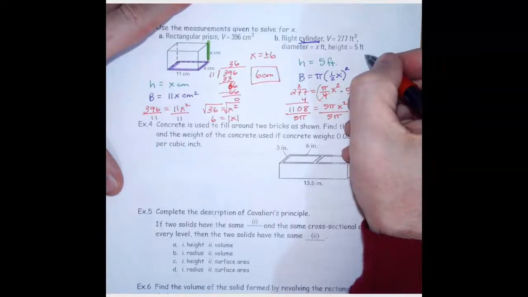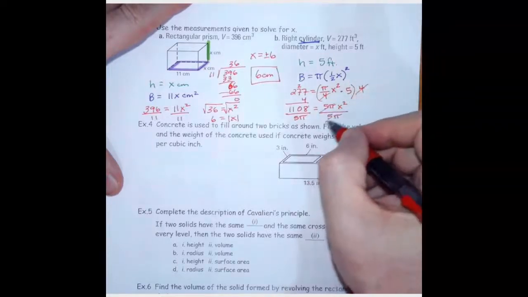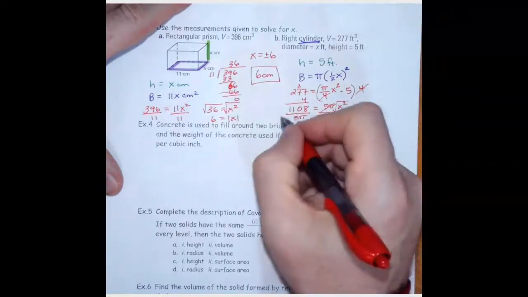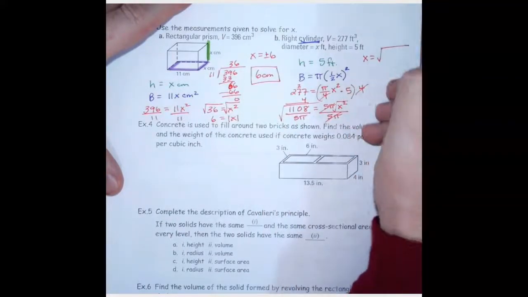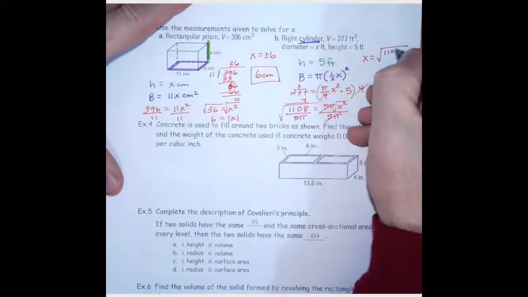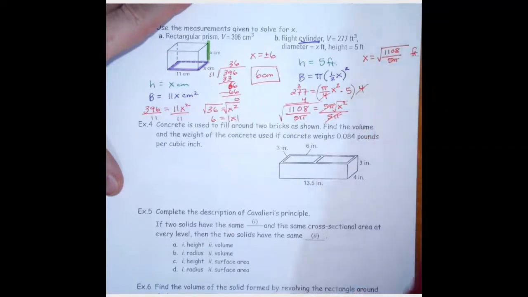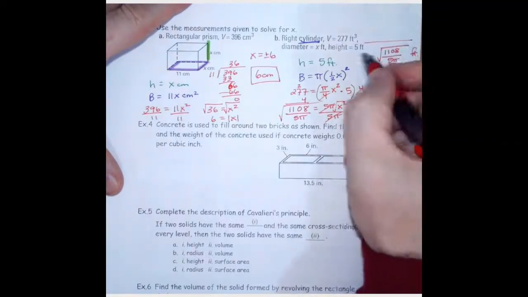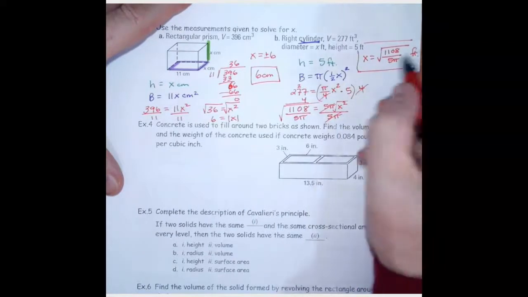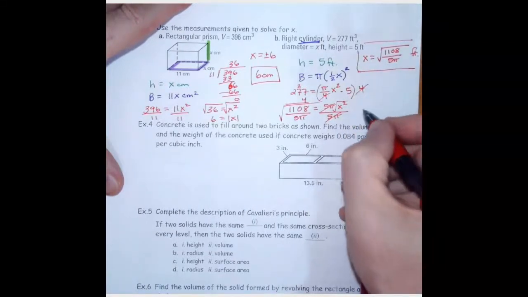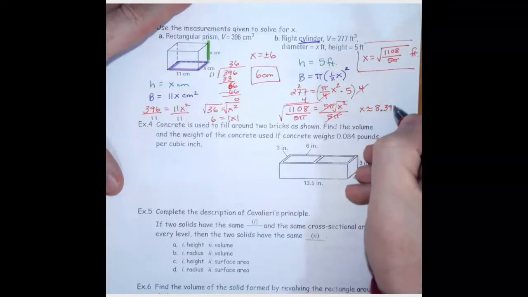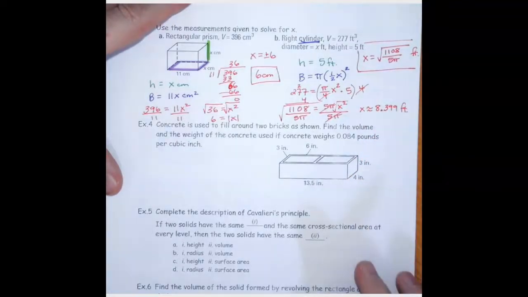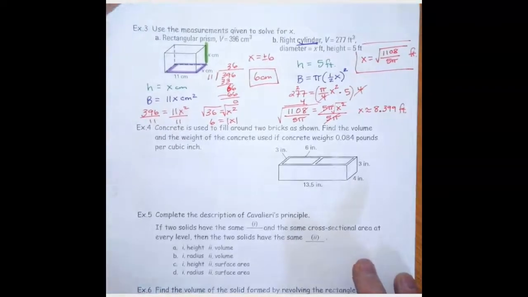And then, so this is going to cancel. And then if we take the square root of both sides, we'll get that x equals the square root of 1108 over 5 pi feet. And if you're curious as to what that is, it is approximately 8.399 feet. Okay?